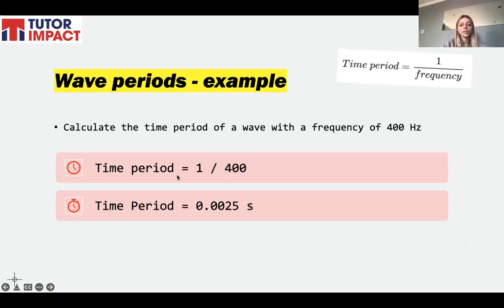And the answer to that is 0.0025, and we measure that in seconds. So don't forget your units. It's measured in seconds, which we've got here. So the time period of this wave in this example is 0.0025 seconds. And that is your answer.